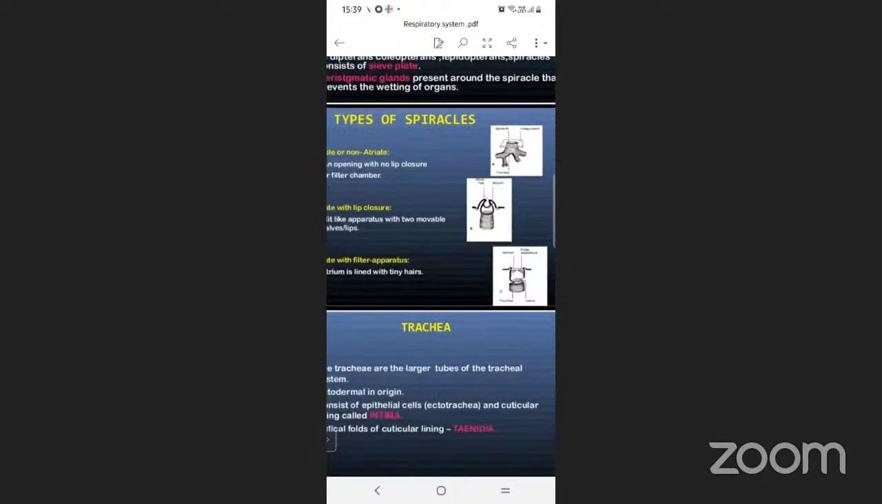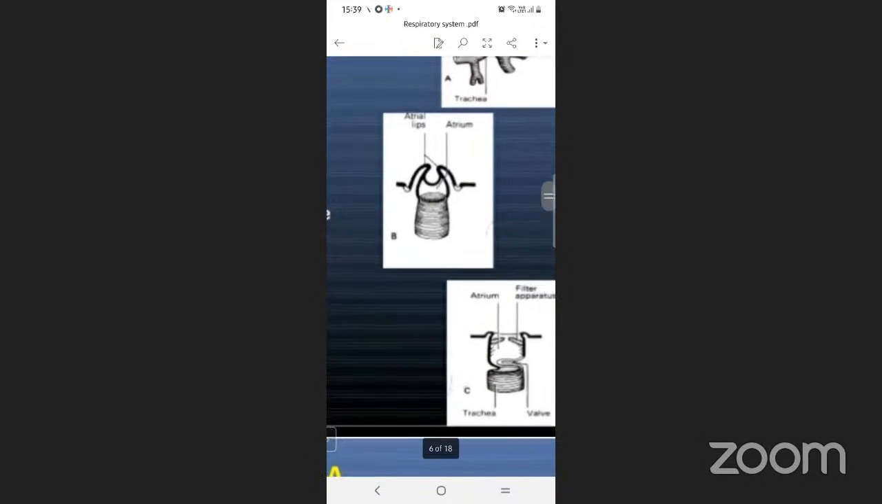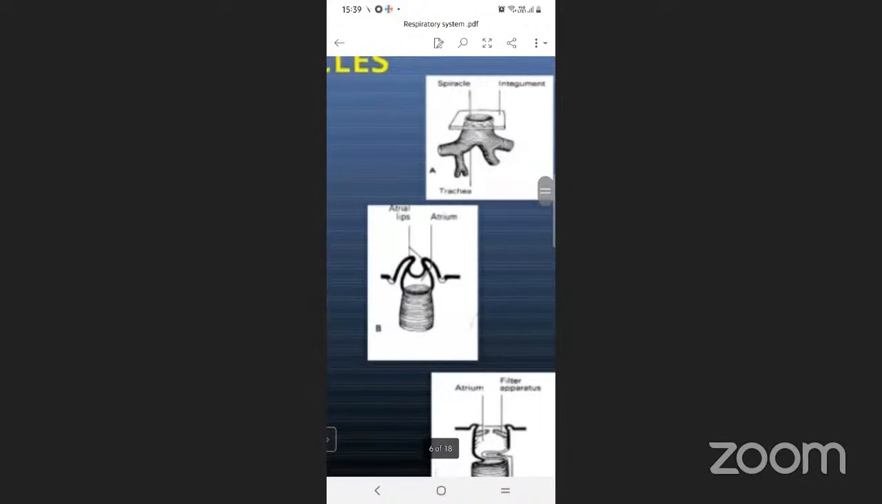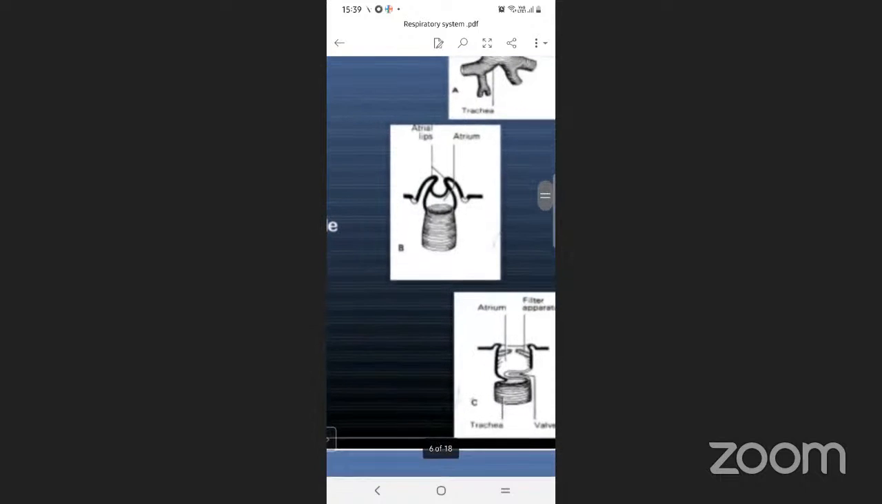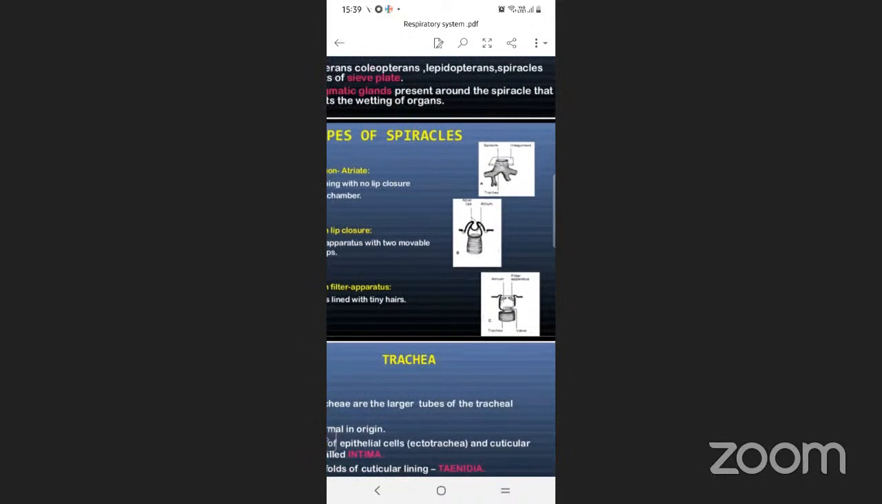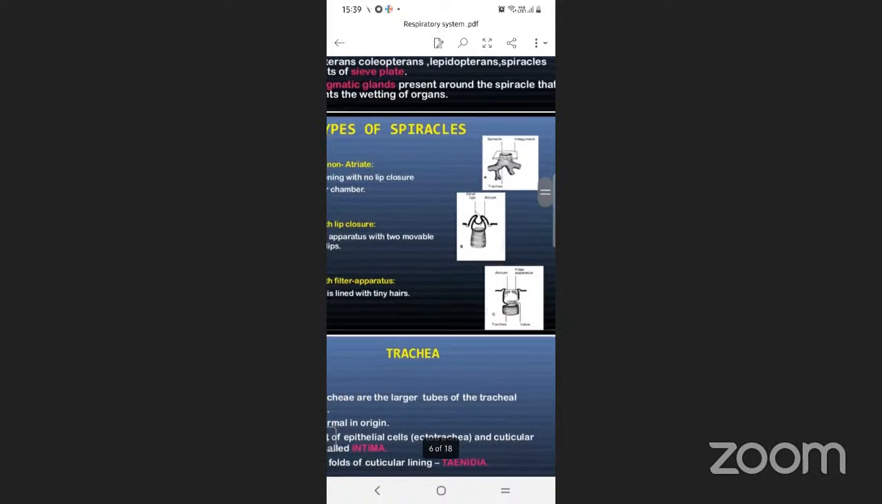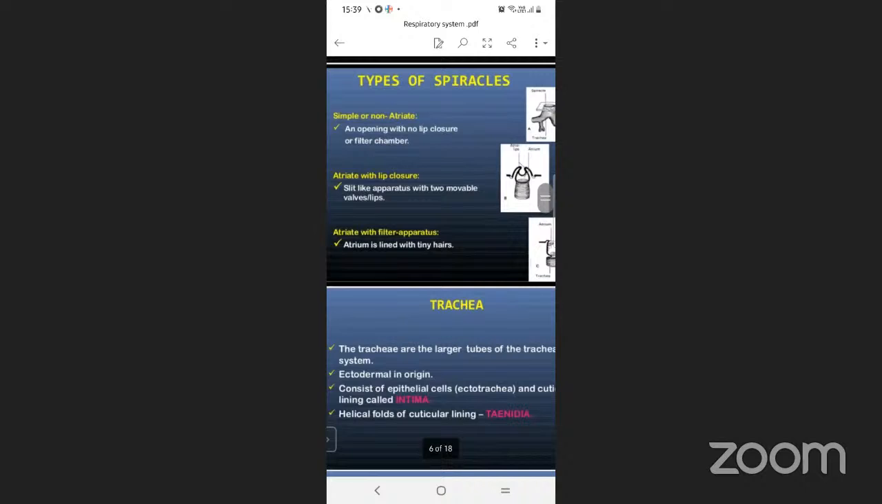When we see the types of spiracles, they differ in the opening. Here we see the differences: spiracles, integument, atrial lips and atrium. There are simple or non-atriate spiracles, an opening with no lip closure or filter chamber. Atriate with lip closure is a slit-like apparatus with two movable valves. Atriate with filter apparatus has small hairs and can filter with that particular apparatus.